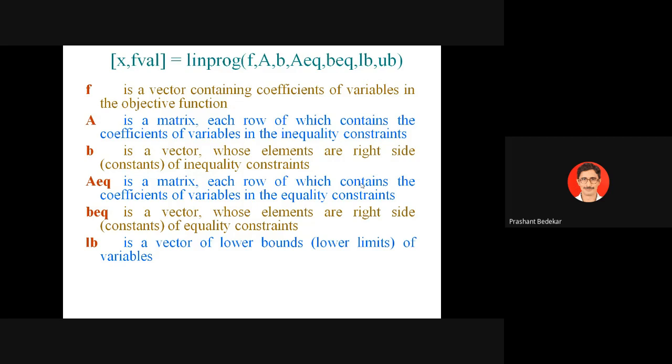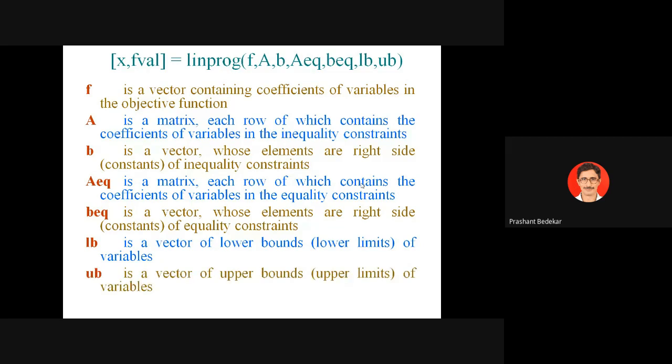LB is a vector of lower bounds, lower limits of variables. Say if we have x1, x2, x3 greater than or equal to 0. So then what do we say? x1, x2, x3 greater than or equal to 0. It means that the lower limit of x1, x2 and x3 is 0. So LB represents lower bound. UB indicates upper bound.